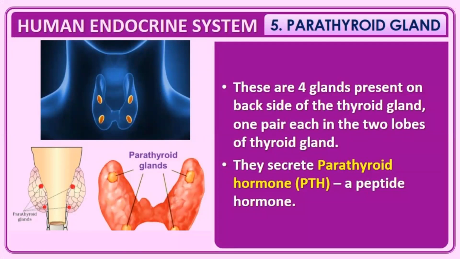Then comes the parathyroid gland, which is located on the backside of the thyroid gland. There are four glands, one pair each in the two lobes of the thyroid gland. The secretion of the parathyroid is parathyroid hormone, which is PTH, a peptide hormone.